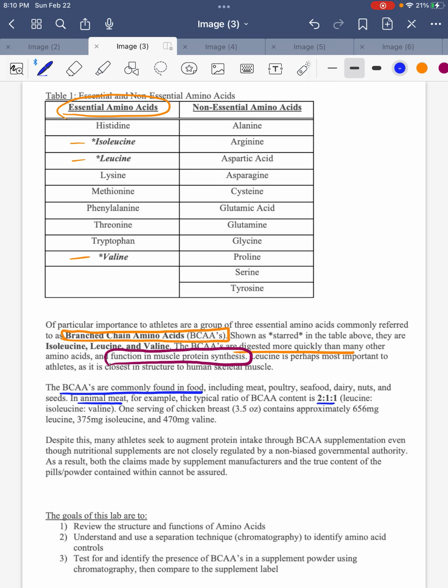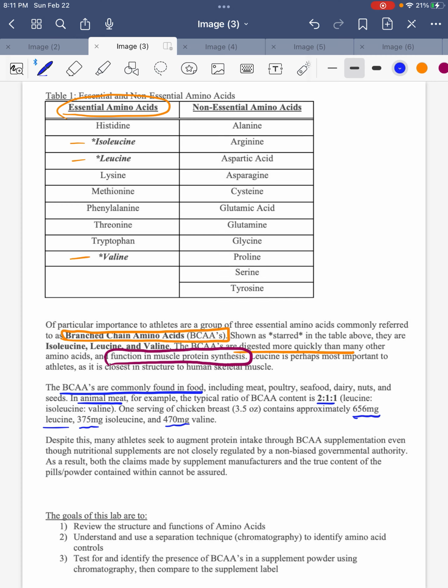We can get a lot. Look, 1 serving of chicken breast, only 3.5 ounces. Usually we're going to have more than that, contain a whole bunch. And they're in the proper ratio where it's the most leucine, smaller amounts of isoleucine and valine. But despite the fact that we get a lot of branched-chain amino acids from food, not just meat, seafood, look, dairy, nuts, seeds, you don't have to necessarily have meat.